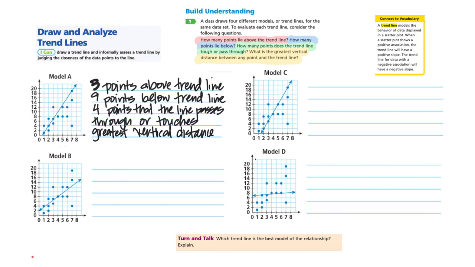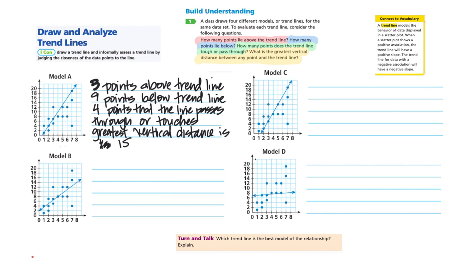And it's between any point and the trend line. 15. So that's A. So let's look at model B. Remember that all 4 graphs are showing the same data. So you can see these points, they're all the same. It's just the trend line on each graph that's different. So that's always a good thing to remember as we're looking at these.